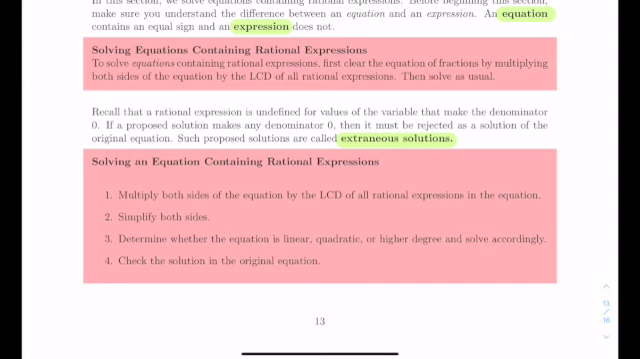So the steps to solve an equation containing rational expressions: you multiply both sides of the equation by the LCD of all rational expressions in the equation. You simplify both sides. You determine whether the equation is linear, quadratic, or higher degree and solve accordingly. And check the solution in the original equation. So let's go ahead and try this with example number 1.